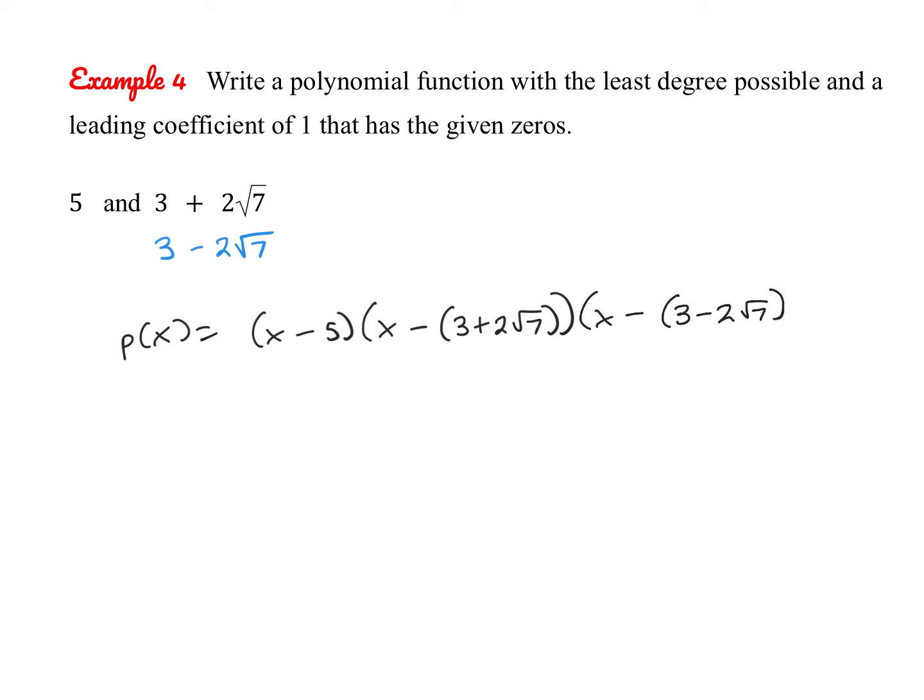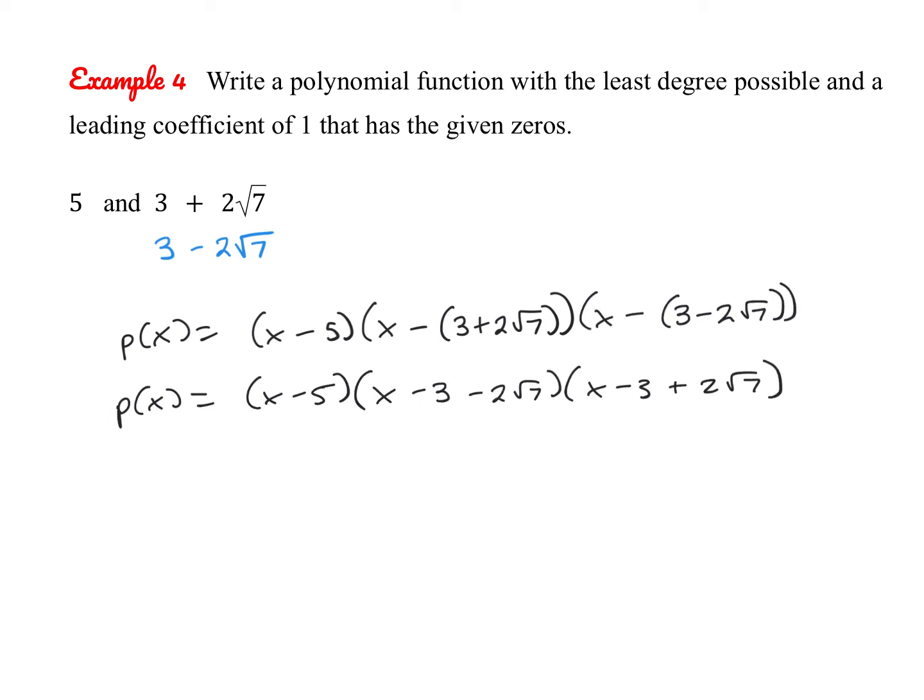So now it's really just a matter of multiplying these out. I do have a little trick for you when you are multiplying it out. You don't have to do this, but it could save you some time. First, I'm going to distribute those negatives, so x minus 3 minus 2 root 7, and x minus 3 plus 2 root 7. If we group x minus 3 as its own factor, when we go to multiply out these two polynomials, it will save us a little bit of time.